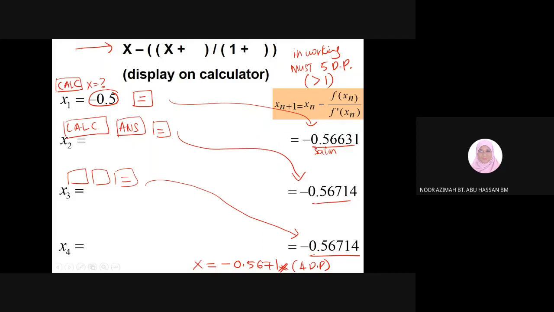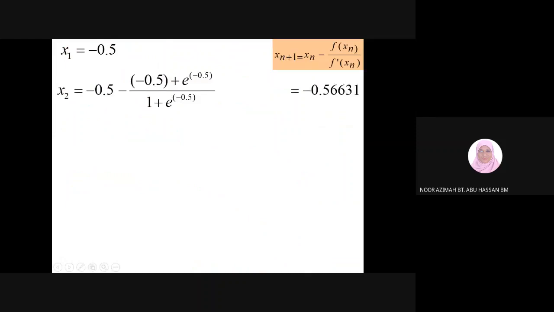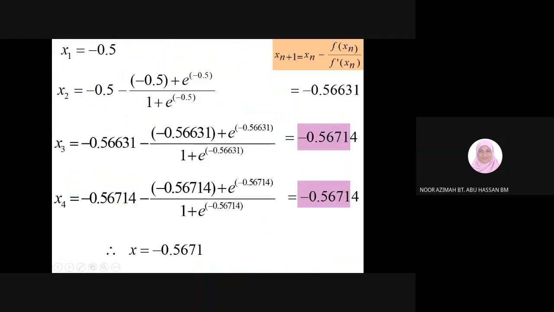Yang kat tengah tadi saya dah kata kosongkan tempat. Salin dulu jawapan daripada kalkulator. Okay, macam mana nak salin? Yang kat tengah tu, next slide. Okay, so kita dah ada dah semua jawapan ni. Kita dah ada dari kalkulator tadi, from calculator.